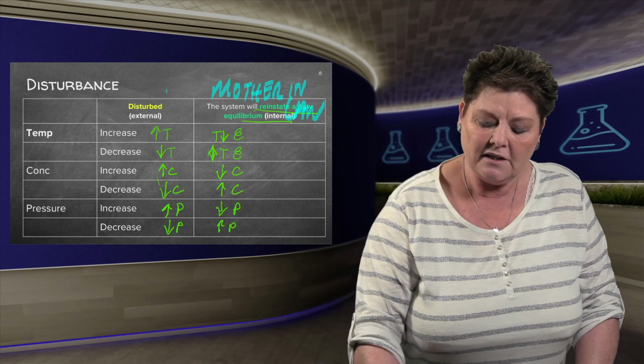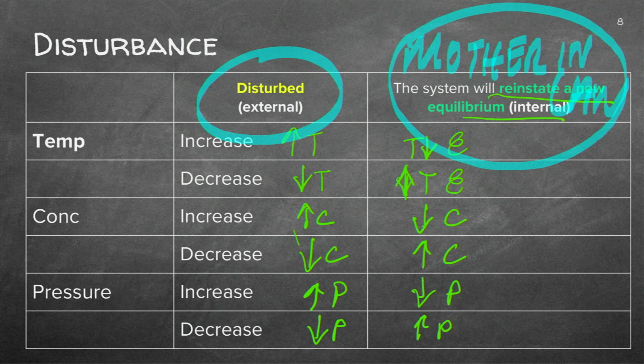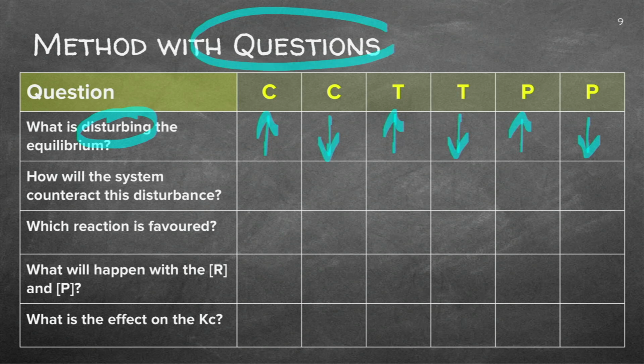So what's happening here? The disturbance is happening on the plant. The reaction in itself is this mother-in-law. It does exactly the opposite. Now let's go and have a look. How will the question be answered and what will be asked? They will tell you, I'm disturbing the system with an increase or a decrease of either the concentration or the temperature or the pressure. You'll find these questions in some of the textbooks. You'll find it on the internet. You'll have to know these questions because that's the marks that you will be getting.